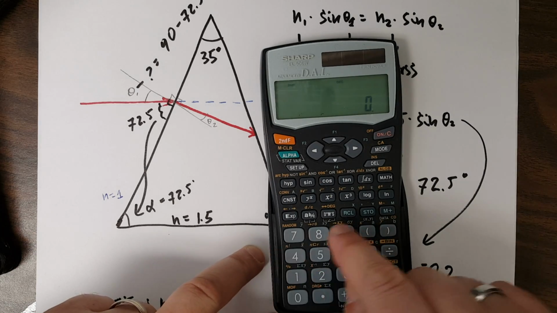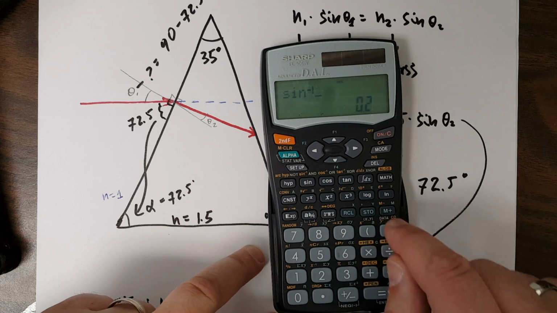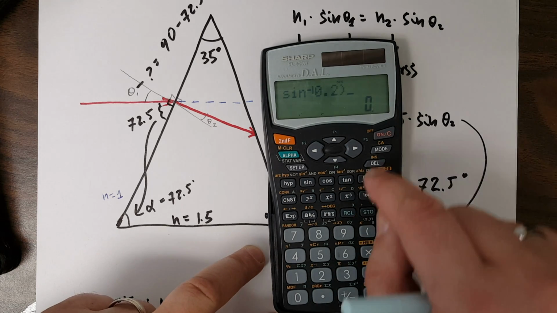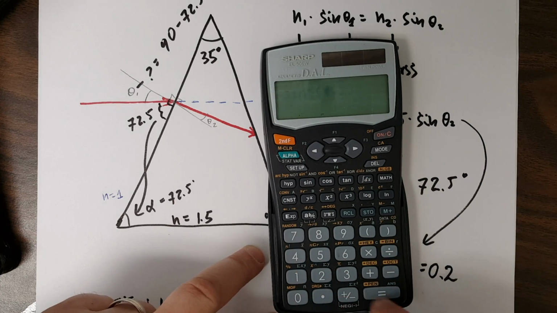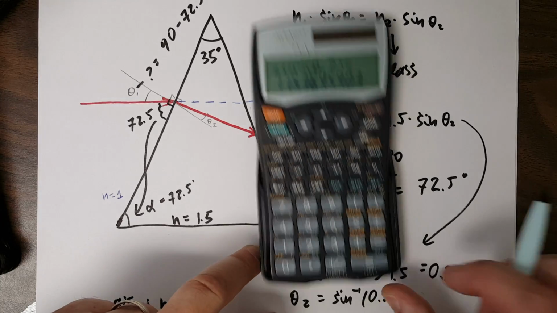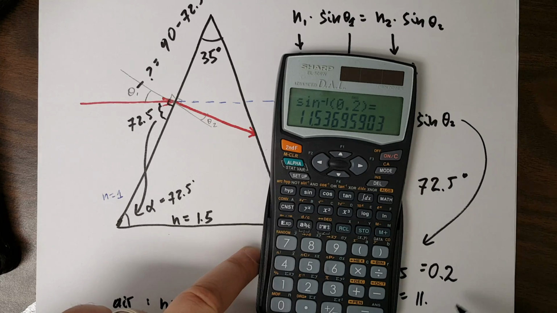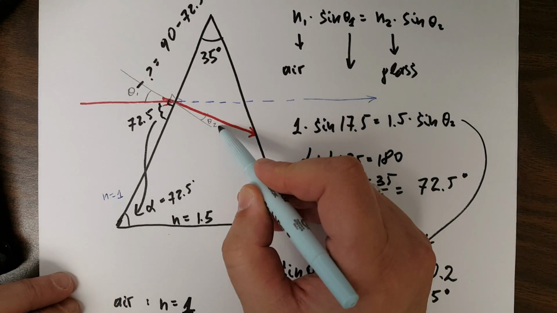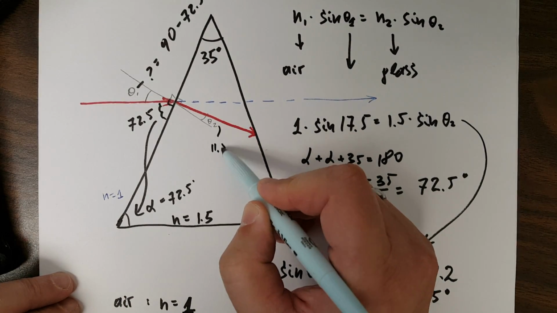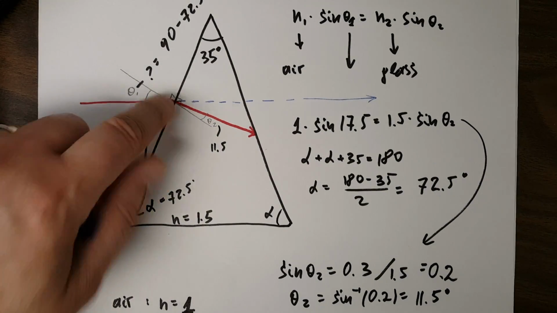Well, different calculators do it differently. Where is my inverse sine? This is my inverse sine. Oops. 11.5. And since my calculator uses degrees, I don't use radians in any calculation, so that's my angle of refraction for this boundary.